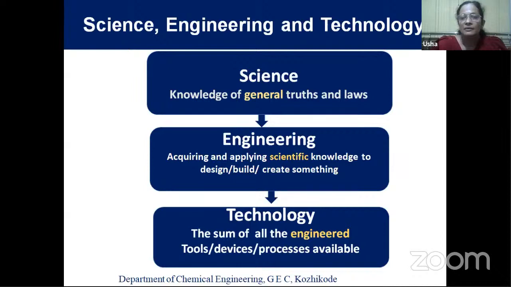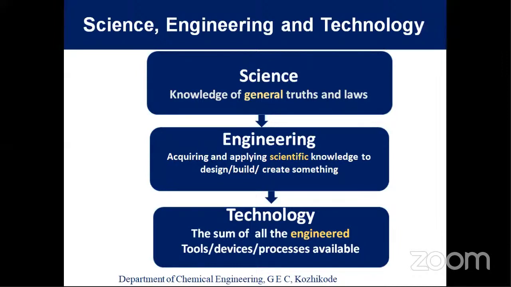We can connect this science to engineering. Engineering is the application of science. We are acquiring and applying scientific knowledge to design, build, and create something. Then technology is again connected: the application of engineering is technology, the sum of all engineered tools, devices, and processes available. The application of science is engineering and the application of engineering is technology. These three are connected.